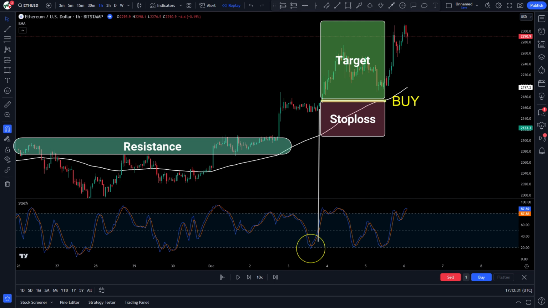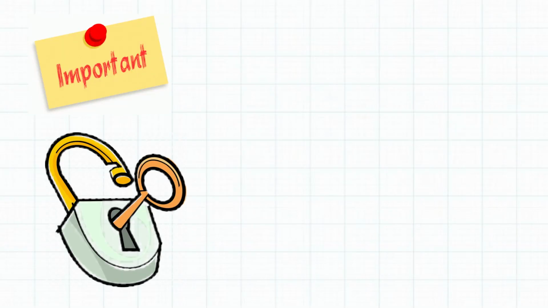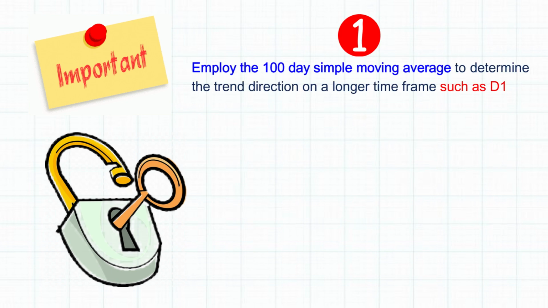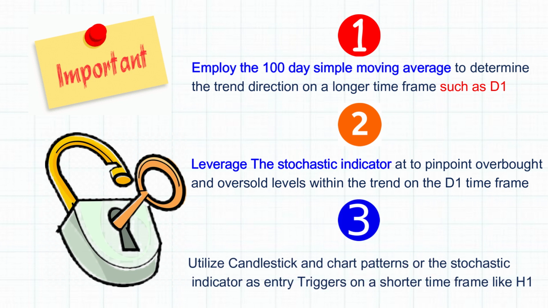You can easily create your own combination of stochastic oscillator and SMA, as I explained. In summary of this video, here are the key steps to enhance your trading approach. First, employ the 100-day simple moving average to determine the trend direction on a longer time frame such as D1. Second, leverage the stochastic indicator to pinpoint overbought and oversold levels within the trend on the D1 time frame. Lastly, utilize candlestick and chart patterns or the stochastic indicator as entry triggers on a shorter time frame like H1.